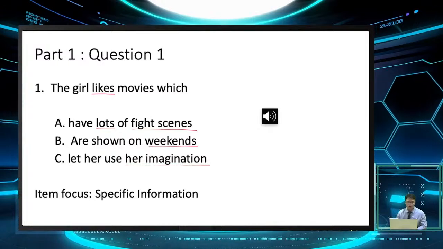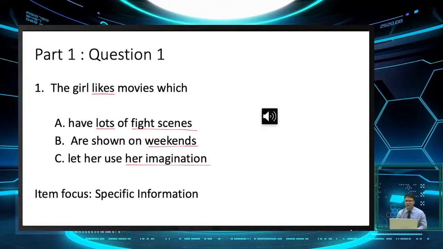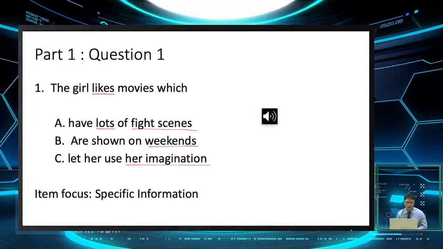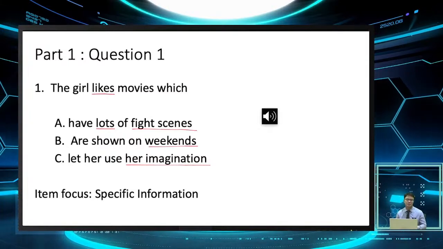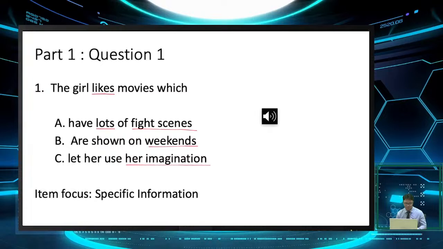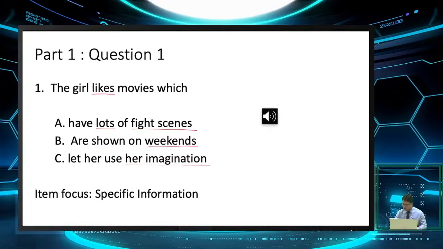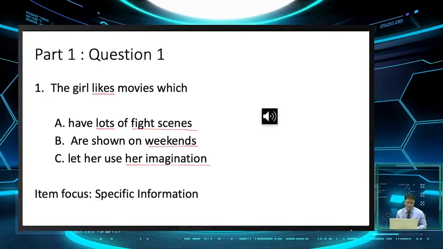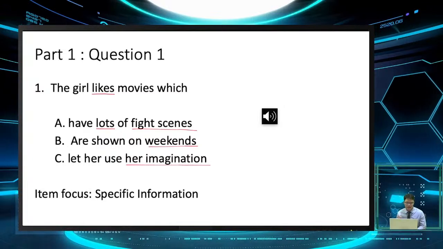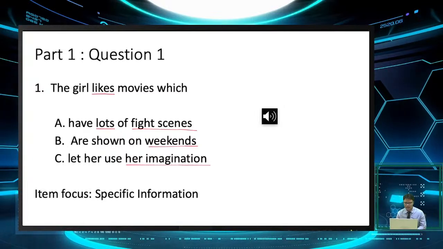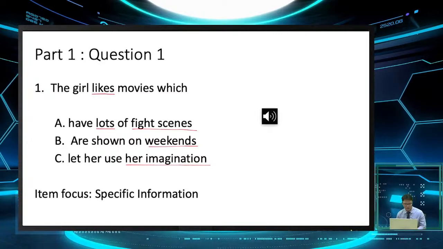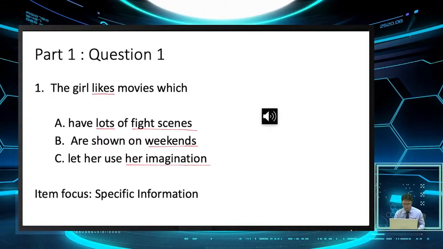Firstly, you are going to be given 30 seconds to look at the question. I would suggest teachers teach the students how to underline the question and also the choices here. Look at the first one: the girl likes movies which. So you underline likes, and then for each part, just underline lots, fight scenes. For B, weekends. C, her imagination. So I'm going to play the audio.